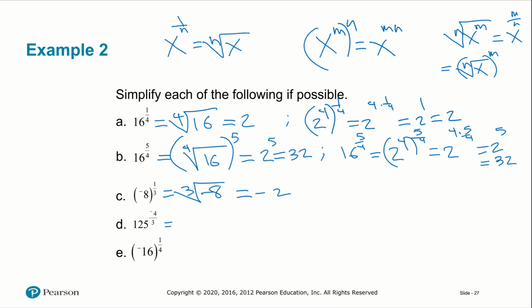How about this one? Well, before I'm going to use this definition here, I'm going to make that a positive exponent first. So we have to remember our negative exponent rule. X to the -n is 1 over x to the n. So I get 1 over 125 to the power of 4/3.